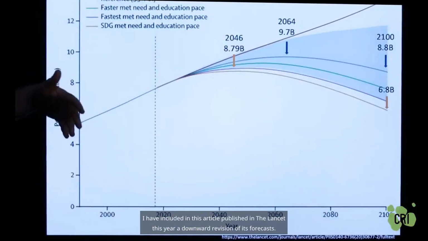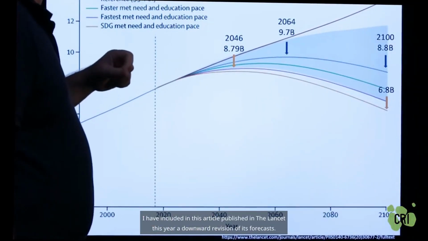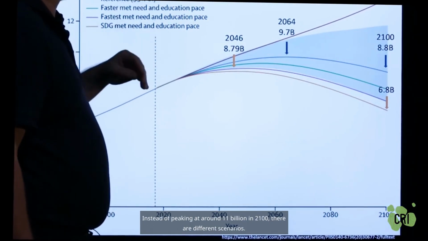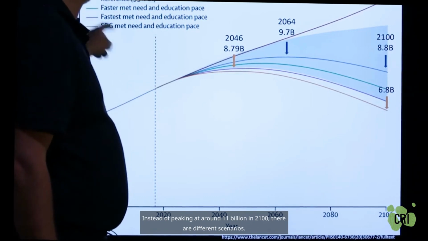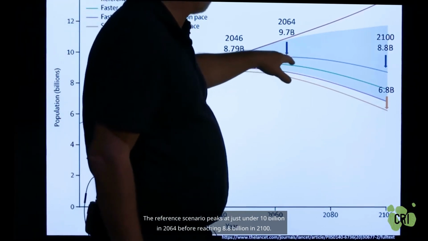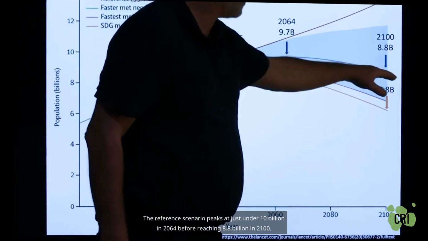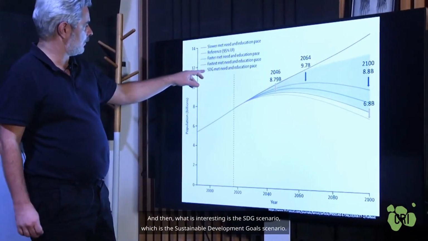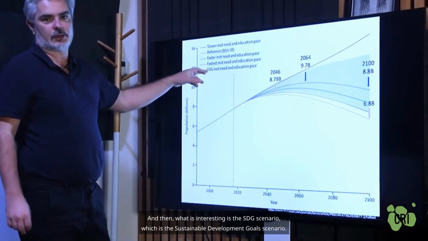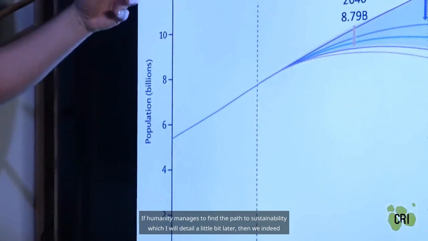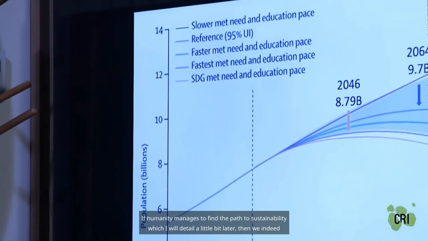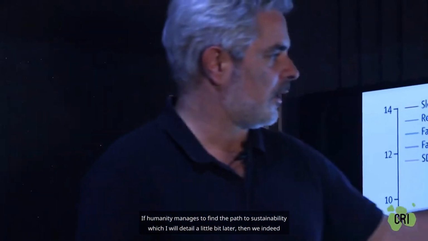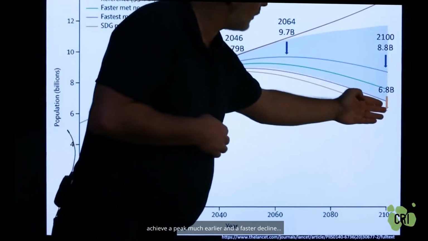I have included in this article published in The Lancet this year a downward revision of its forecasts. Instead of peaking at around 11 billion in 2100, there are different scenarios. The reference scenario peaks at just under 10 billion in 2064 before reaching 8.8 billion in 2100. And then, what is interesting is the SDG scenario, which is the Sustainable Development Goals scenario. If humanity manages to find the path to sustainability, which I will detail a little bit later, then we indeed achieve a peak much earlier and a faster decline.